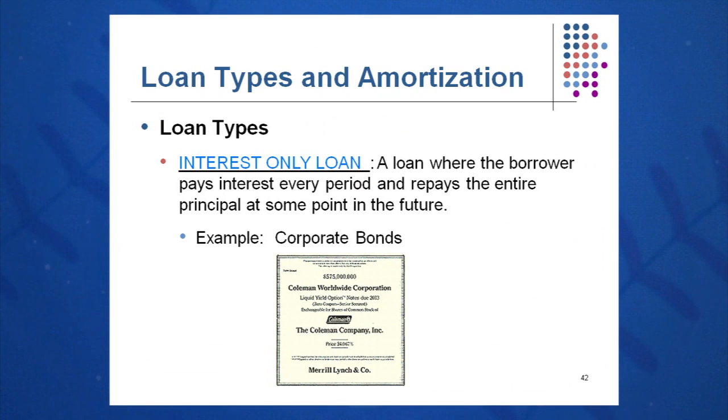Another loan type you may see is a corporate bond, an interest-only loan, where the borrower, the corporation, pays interest every period and gives you your principal back at some point in the future. So corporate bond is simply an interest-only loan. We're going to cover that in session number 7. Essentially, a corporate bond is a $1,000 interest-only loan that's typically paid back over a 30-year term. So they give you your $1,000 back at the end of 30 years in this interest-only loan.